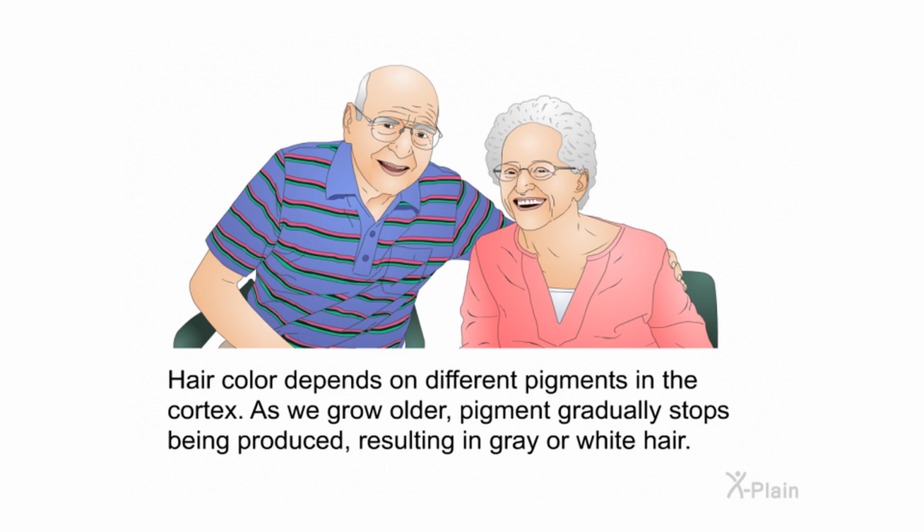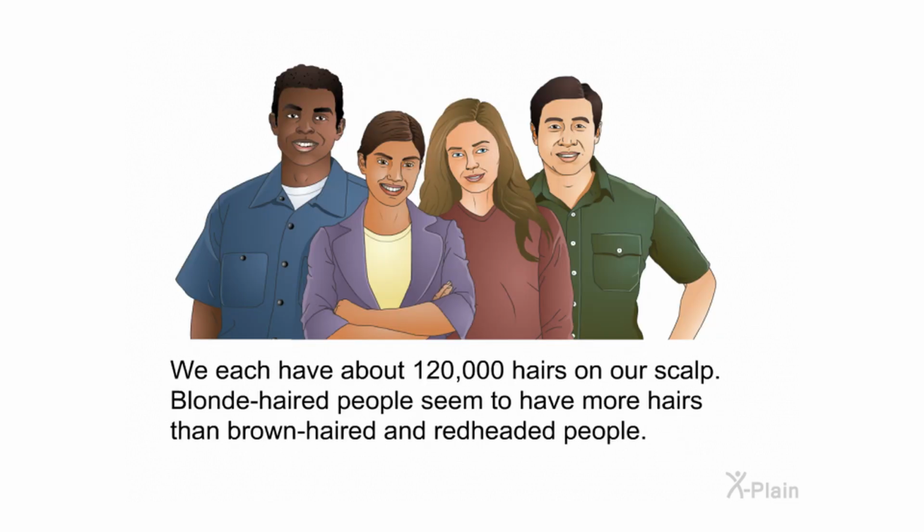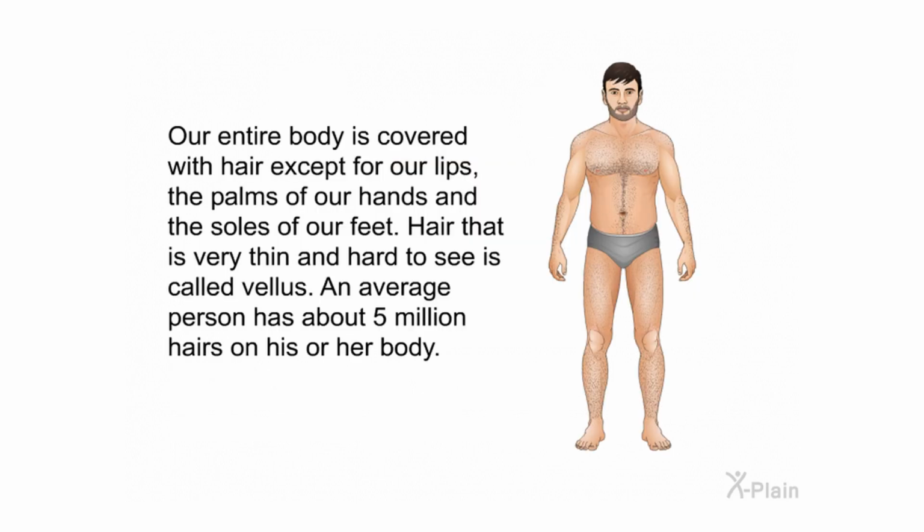Hair color depends on different pigments in the cortex. As we grow older, pigment gradually stops being produced, resulting in gray or white hair. We each have about 120,000 hairs on our scalp. Blonde-haired people seem to have more hairs than brown-haired and red-headed people. Our entire body is covered with hair except for our lips, the palms of our hands, and the soles of our feet. Hair that is very thin and hard to see is called vellus. An average person has about 5 million hairs on his or her body.